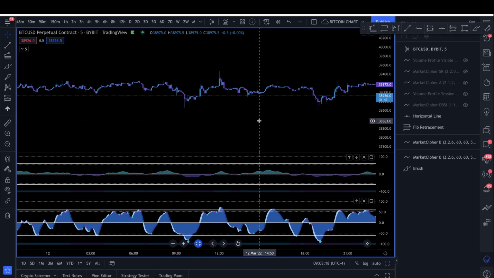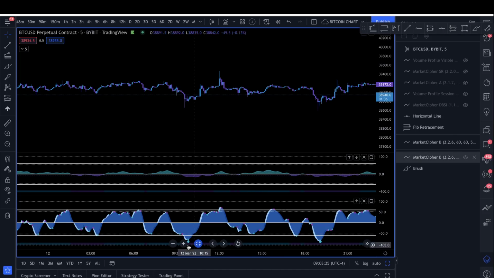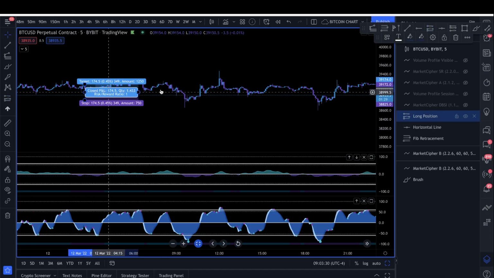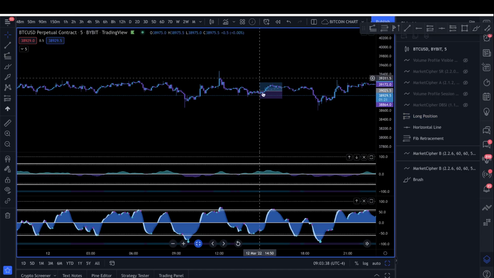Yeah, so right here actually is a good one. This one, we have money flow getting thicker. We have an anchor over here, and then we have triggers here. So this one, we would enter the long right about here. Let's move this over. And we do the 2-to-1 risk to reward.